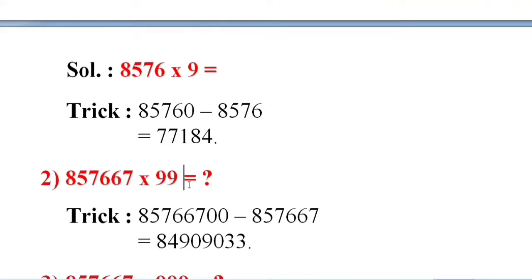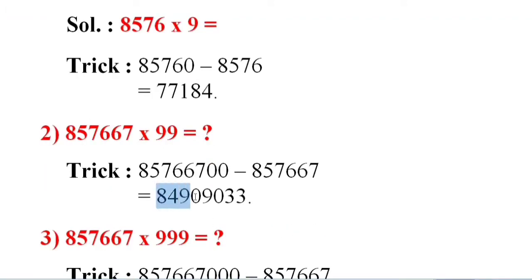857667 into 99 equals what? Write down 00 for 99 besides the original number, 857667 minus 857667 equals 84909033.